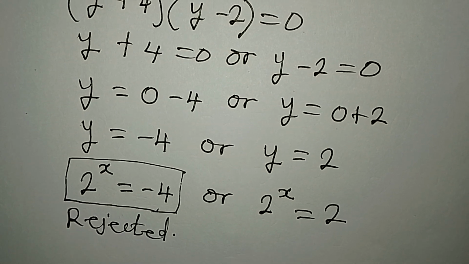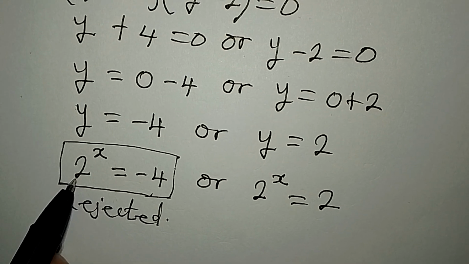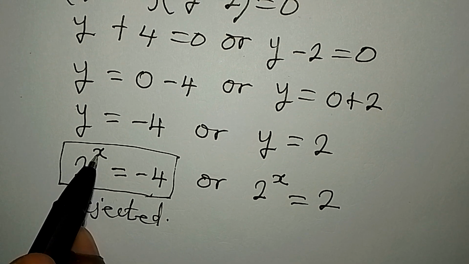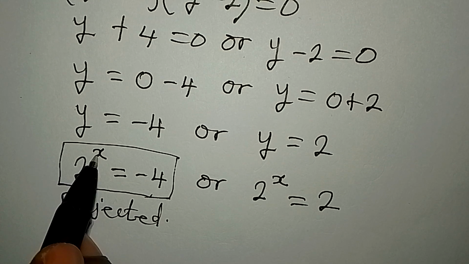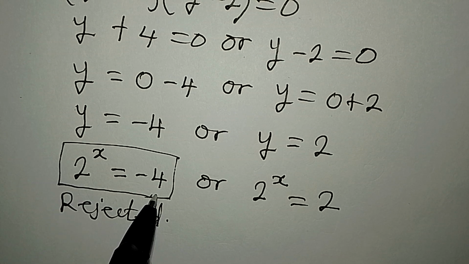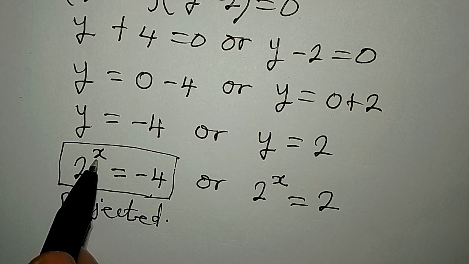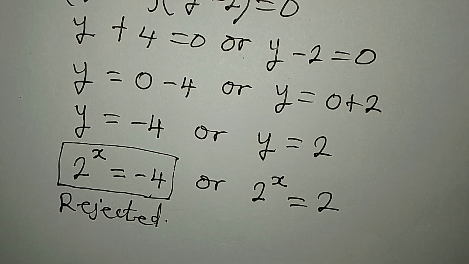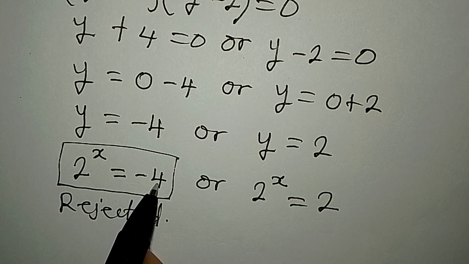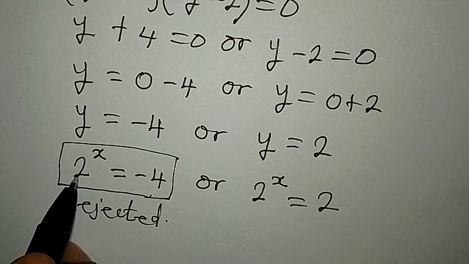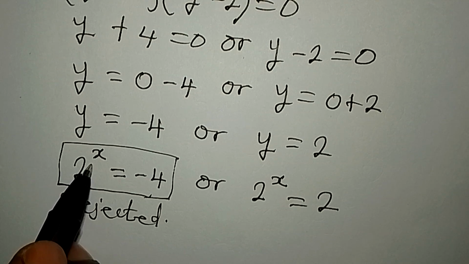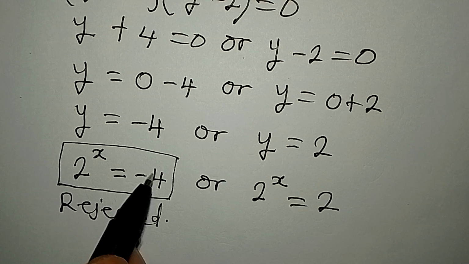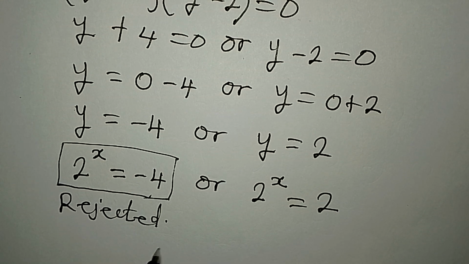Now here is why I'm rejecting this. If I have x equal to negative 1, 2 to the power of negative 1 is 1 over 2. That will not give us negative 4. If I put x to be 0, it will be 2 to the power 0, and it is 1, and we're not having 1 on the right. If I put x to be 2, 2 to the power of 2 will give us 4, not negative 4. If I put x to be negative 2, 2 to the power of negative 2 is 1 over 4, and that is not negative 4. So this has to be rejected.